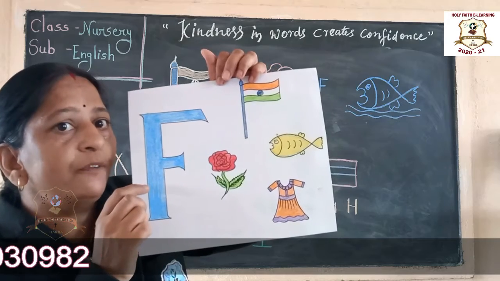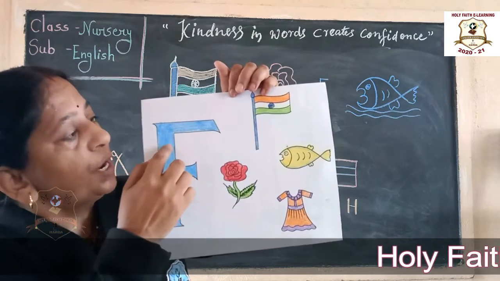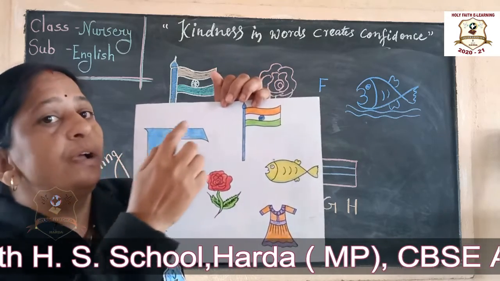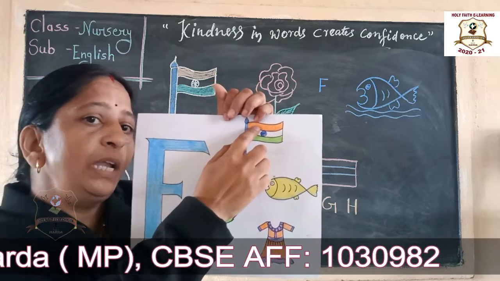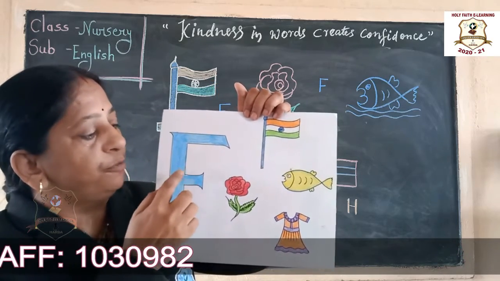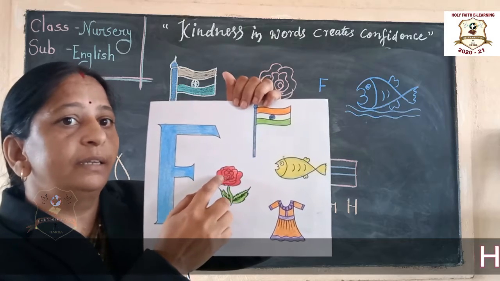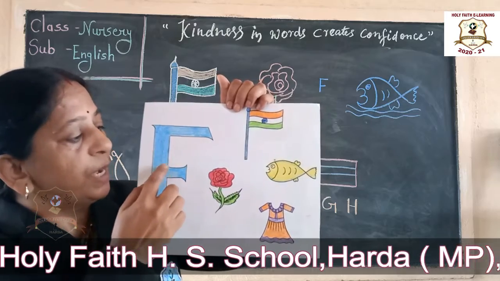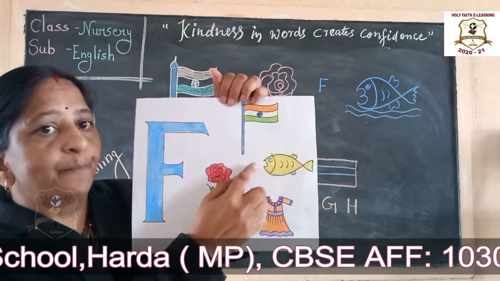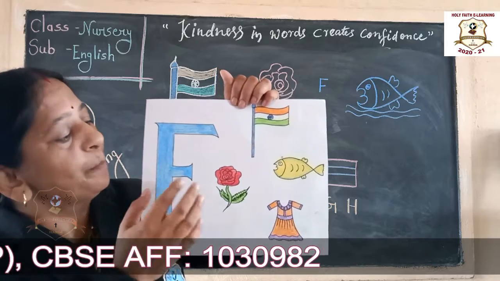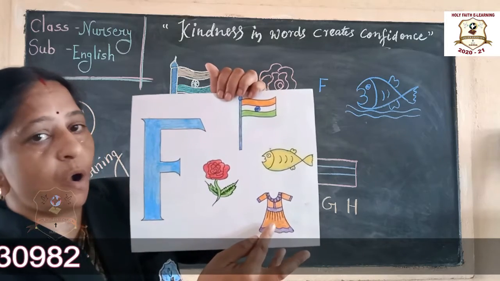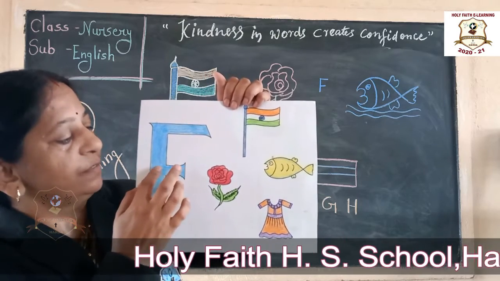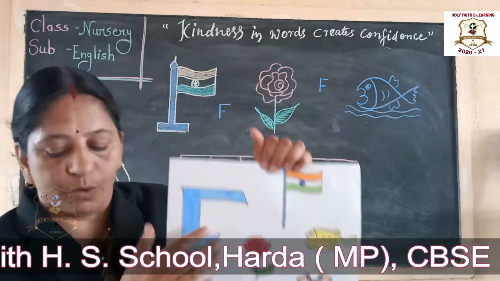What is the sound of F? F. Say loudly. F. Flag. Very good. F. Flower. Wow. F. Fish. Fish means machli. F. Frog. Dekhiye na, pehante aapki girls sisters. Yes, F. Frog. Okay.